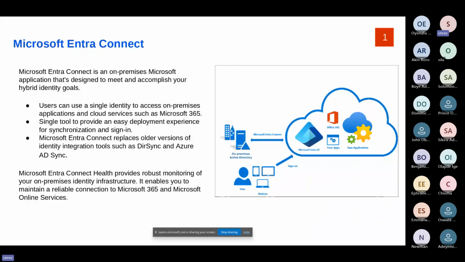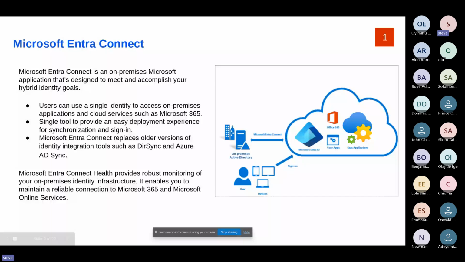So if we can look at the diagram right here, we can see the users and the device, and then this is the on-premise Active Directory. And the seamless flow between the on-premise Active Directory with your cloud environment, which is your Entra ID, your Office application, your cloud application, and also your SaaS application as well.